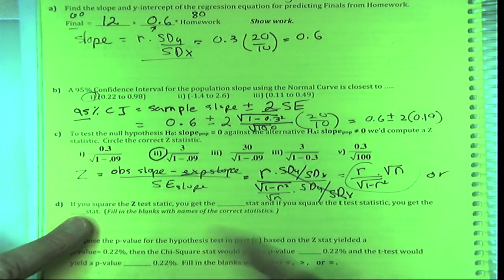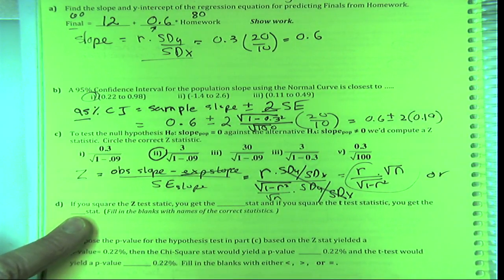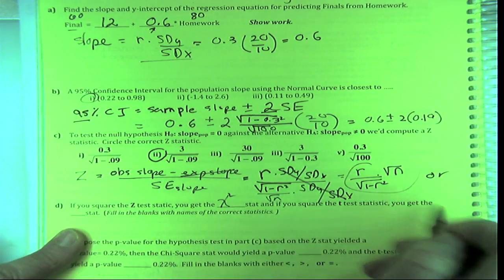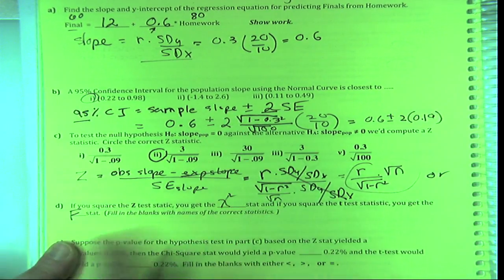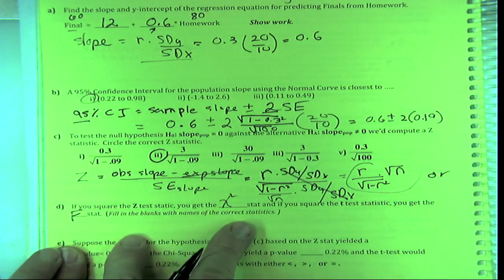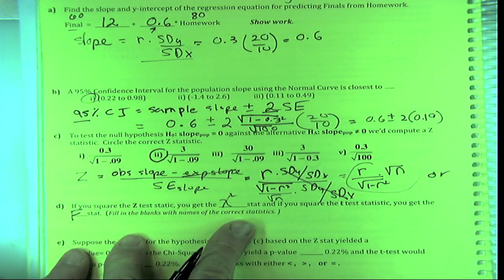Now, if you square z, what do you get? Z squared is what with a simple regression? What statistic do you get? The chi-squared. And then what do you get if you square the t? You get the f. This will help, too, with multiple choice, because you'll probably recognize it. So this would be another way to do it.